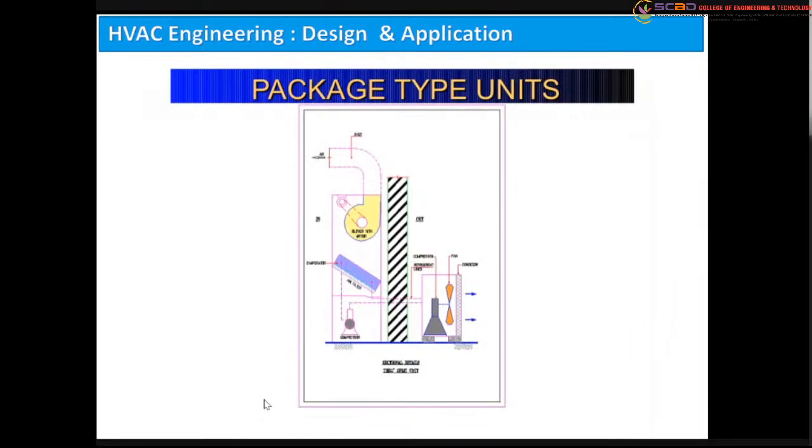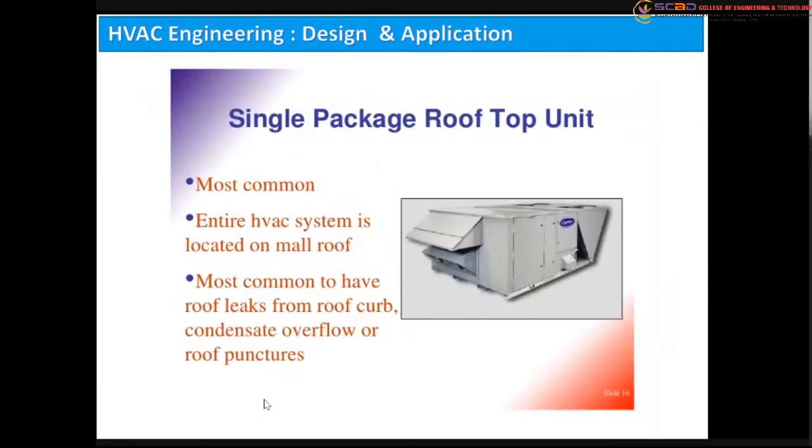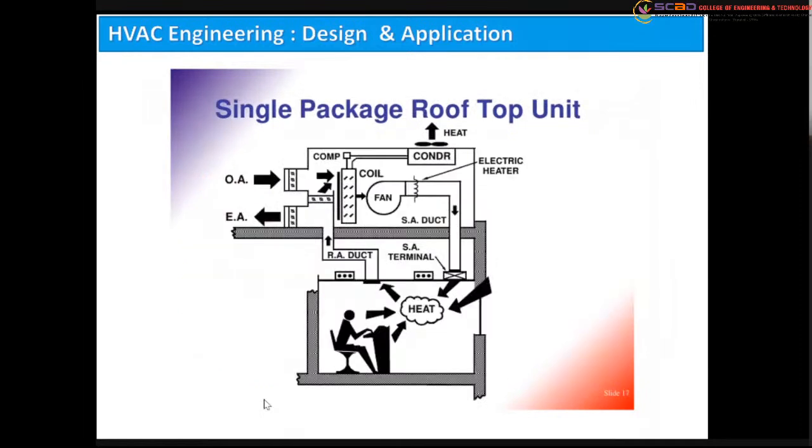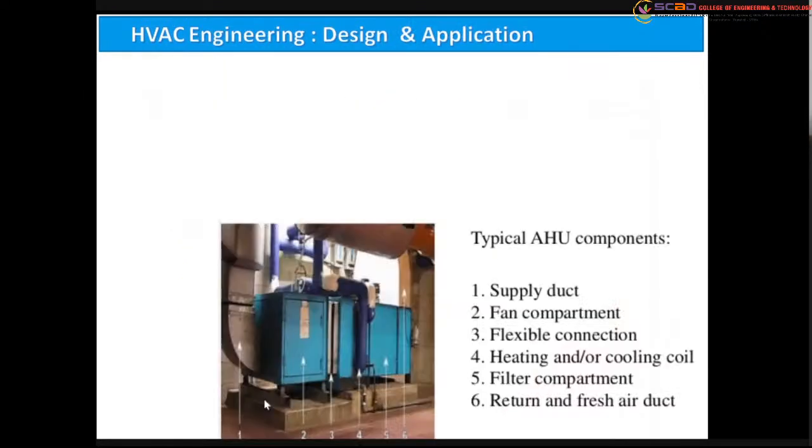Okay, next is package type units. You can see in a lot of small shopping centers freestanding units, similar to a split unit, and in malls a single package roof type unit, and how it is fitted.